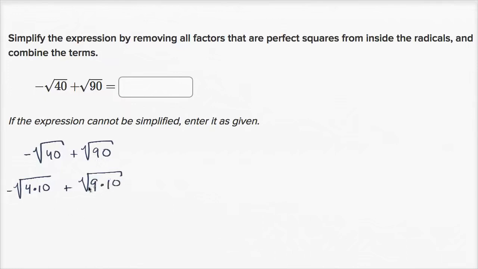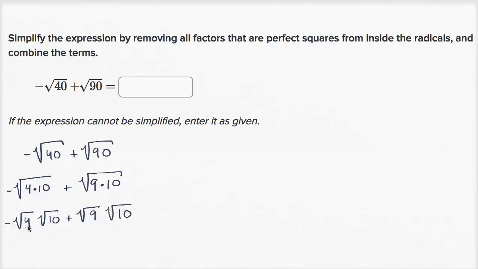And if we look at the 10s here, 10 does not have any perfect squares in it anymore. If you wanted to do a full prime factorization of 10, it would be 2 times 5. So there's no perfect squares in 10, and so we can work it out from here. This is the same thing as the negative of the square root of 4 times the square root of 10 plus the square root of 9 times the square root of 10. And when I say square root, I'm really saying principal root, the positive square root.